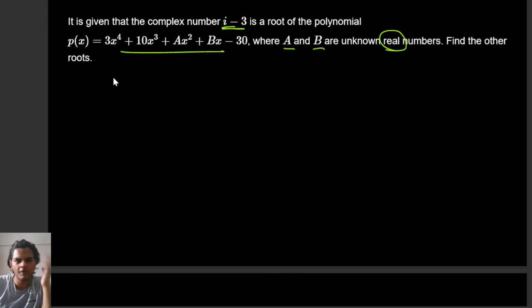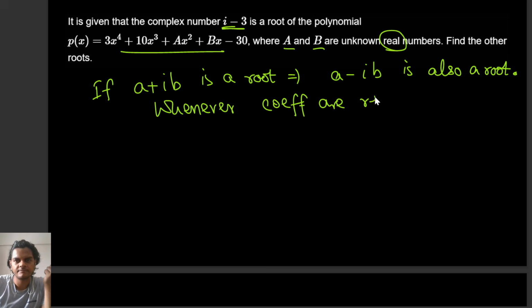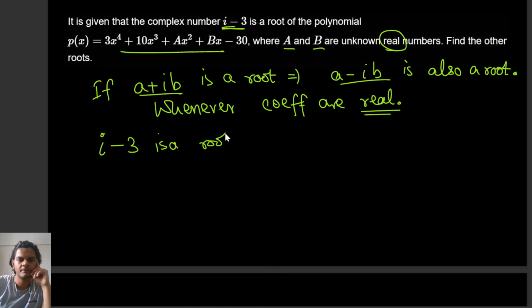So always remember, I hope you know this, if a plus ib is a root, it implies a minus ib is also a root. When does this happen? Whenever coefficients are real. All right, if the coefficients are real, then if this is a root, then this is also a root. So in our case, since i minus 3 is a root, it implies minus i minus 3 is also a root.